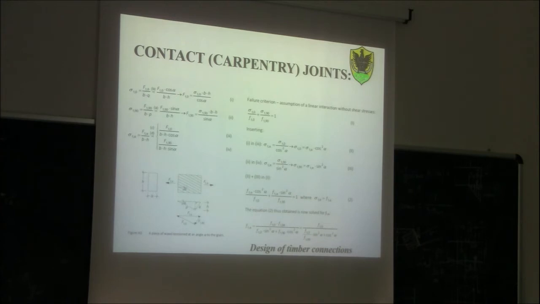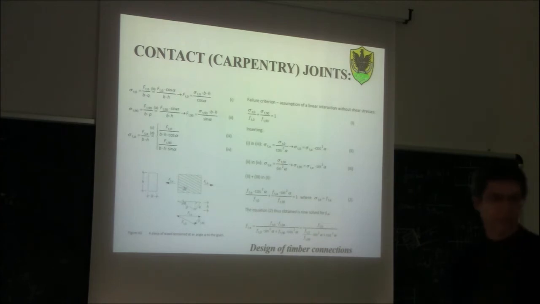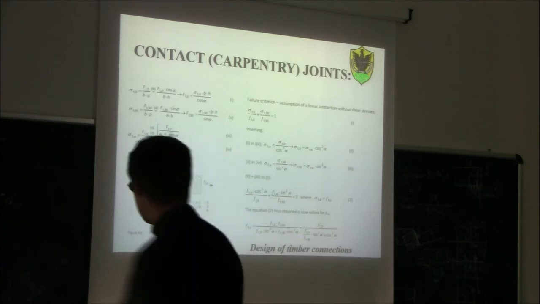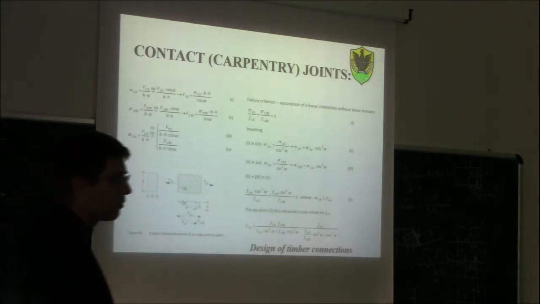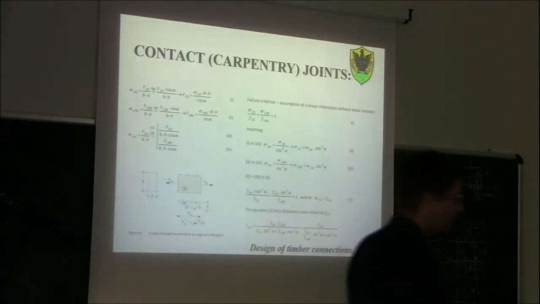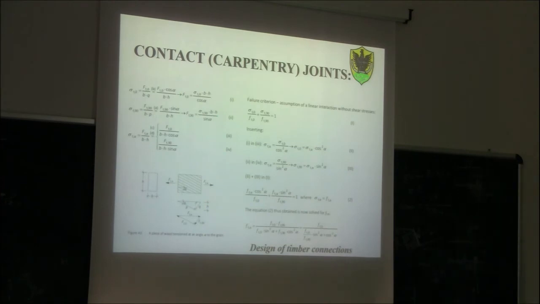However, as I said before, this linear interaction criteria is very conservative. They found out that by using this equation, we would have to remove most of our king post systems which we have in our old churches, because they would all not be checked. But of course, we know that they have been there for hundreds of years and nothing happened. So we did some experimentation and found out that this criteria is too conservative. So how can we make this criteria more realistic?